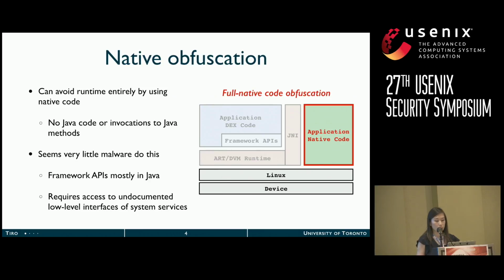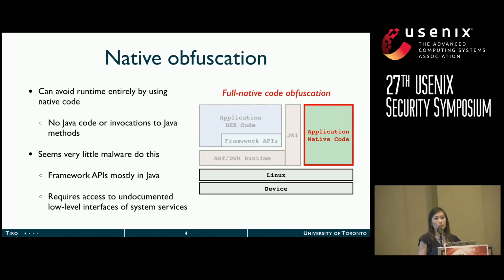We call this full native code obfuscation, and theoretically, they could also use existing x86 obfuscation techniques to hide itself even more. While this is a very effective way of performing Android application obfuscation, we don't really find a lot of examples of malware that do this. And we believe this is because most of the interesting sensitive functionality on an Android device that a malware developer would want to abuse is provided by system services and accessible through the Android framework and the APIs it provides.